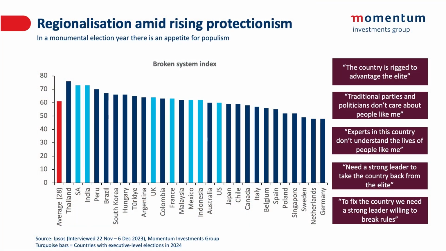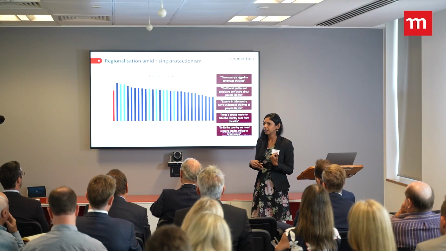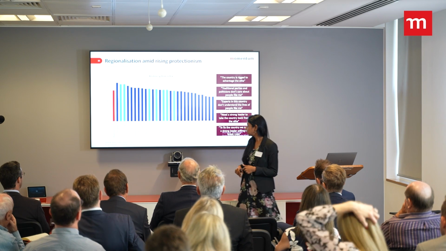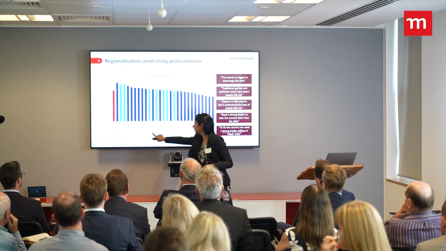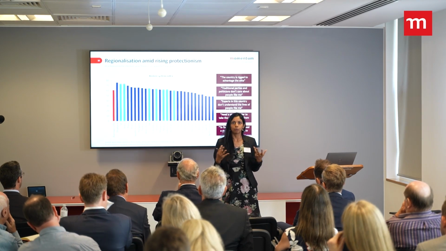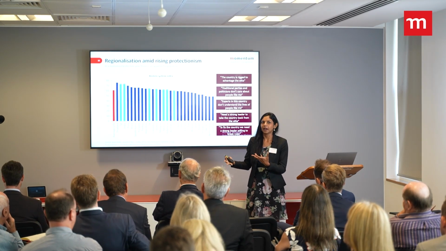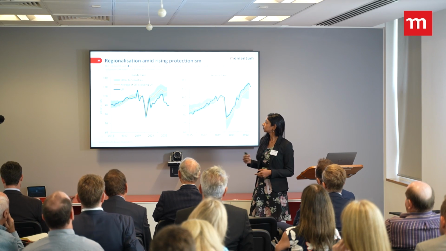We need a strong leader that is willing to break the rules. So these are all angles of populism and populist rhetoric. And if you look at the light bars there, these are the countries where we have high levels of potential populism erupting. But these are also the countries that have experienced elections this year. If you roll that back a year, we've also seen the likes of Brazil, which is over here on the chart, and the likes of Argentina, which is here, also having this increased push for populism, and this has clearly been in line with the cost of living crisis.